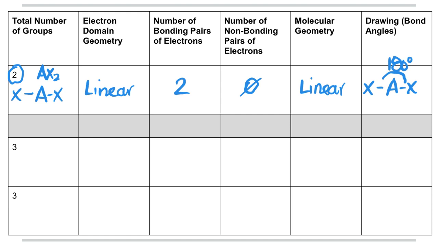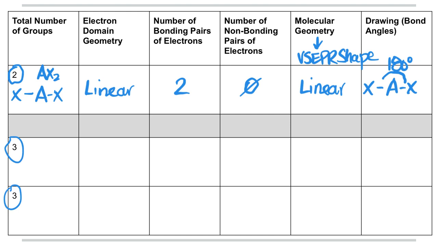Now, one thing to note is the molecular geometry is also sometimes called the VSEPR shape. This is the actual geometry that the molecule takes, and the electron domain geometry is what it's based off of, its central structure. So what do I mean by that? Well, let's take a look at three groups attached to a central atom, because this can start to get a little bit more complicated.